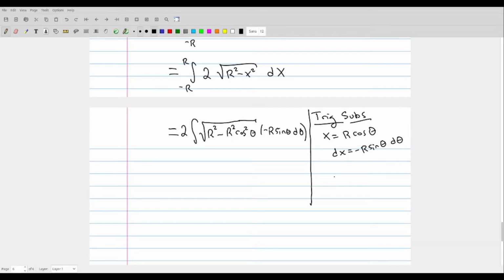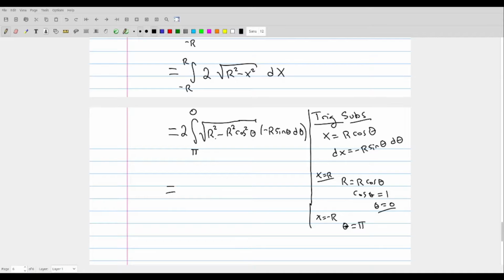And we also have new bounds from the trigonometric substitution. Our initial top bound here is r, so when x is equal to r, you get the equation r is equal to r cosine theta, or cosine theta is equal to 1, which means that theta is equal to 0. And from a similar calculation, when x is equal to negative r, you get theta is equal to pi, because that means cosine theta is equal to negative 1. So the new bounds in this trig substitution are going to be from pi to 0.